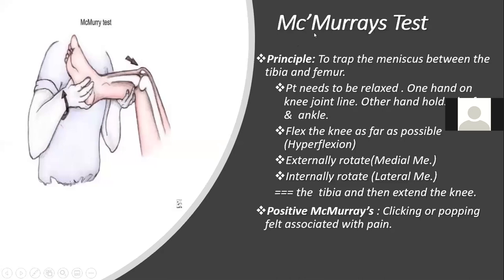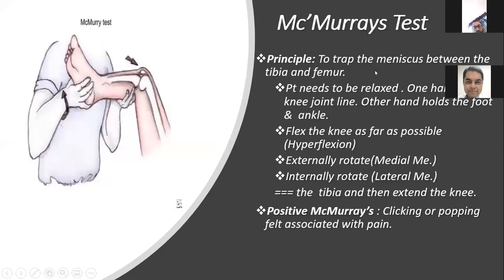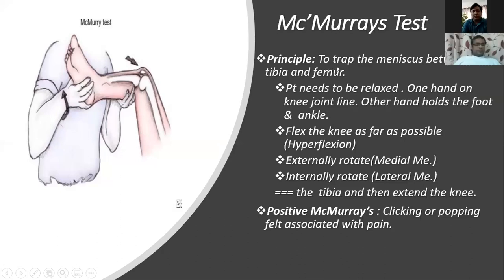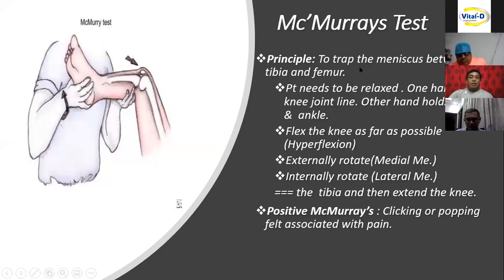The most common test is the McMurray test. The principle is to trap the meniscus between the tibia and the femur. By trapping, we can find out which meniscus is injured. The patient needs to be relaxed. Then one hand on the knee joint line, the other hand holds the foot and ankle, just like this. Flex the knee joint as far as possible, hyperflexion. For a medial meniscus tear, we externally rotate. For the lateral meniscus, we internally rotate the tibia over the femur. A positive McMurray test is clicking or popping felt, associated with pain also.